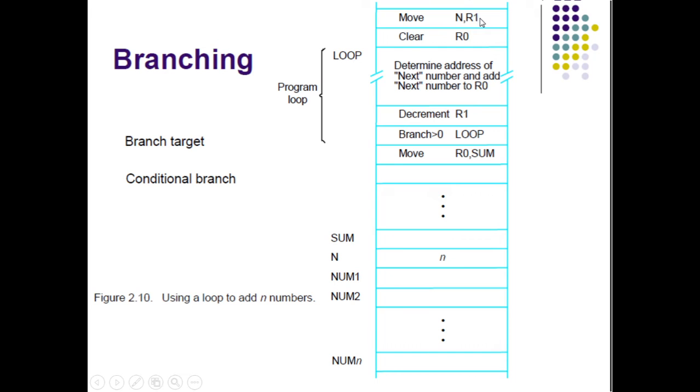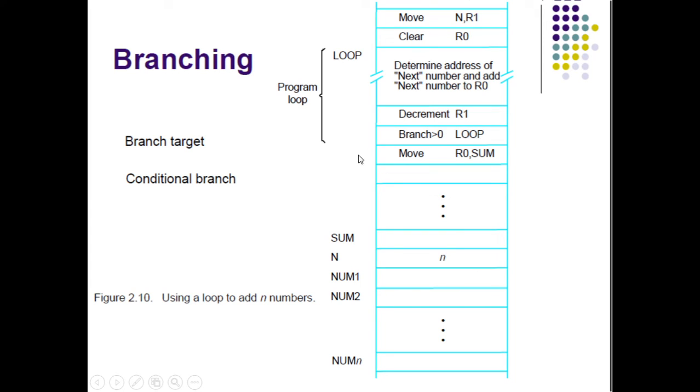R1 is initialized with the total number of elements to be added. So now R1 decrements by 1, that becomes n minus 1. And we want to check if the R1 value is greater than 0 or not. If it is still greater than 0, we don't want to perform a sequential instruction execution. If the condition is true, we need to move to this particular label, loop.